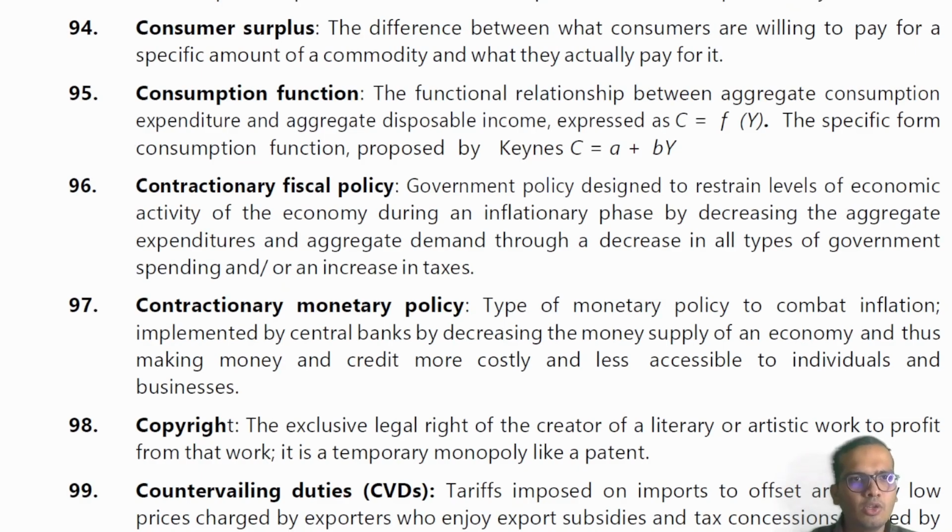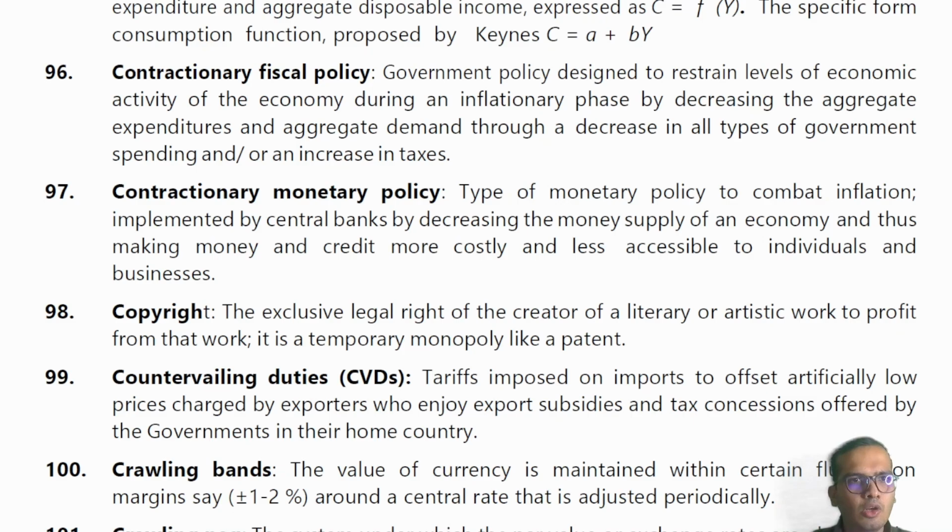Then comes number 96, contractionary fiscal policy. So the government policy designed to restrain the level of economic activities of the economy during an inflationary phase by decreasing the aggregate expenditure and aggregate demand through a decrease in all types of government spending and or an increase in taxes. Then comes number 97, contractionary monetary policy. So, a type of monetary policy to combat inflation implemented by central banks by decreasing the money supply of an economy and thus making money and credit more costly and less accessible to individuals as well as businesses.